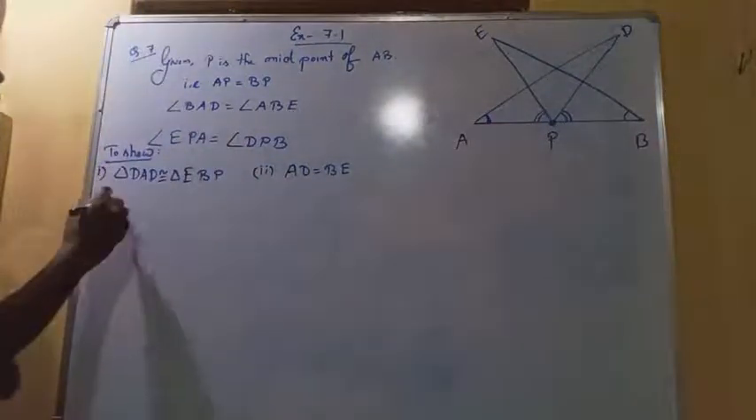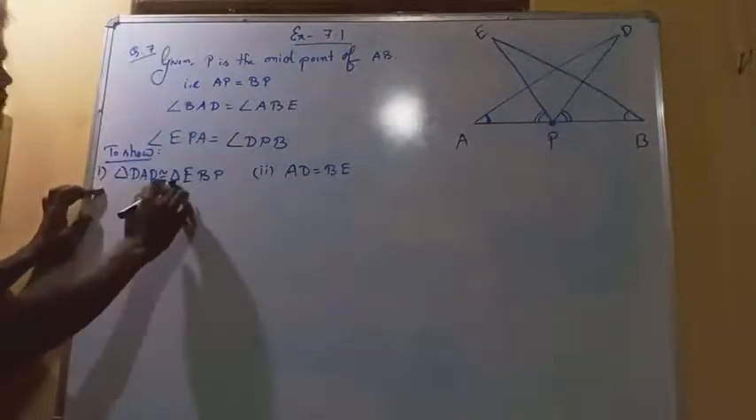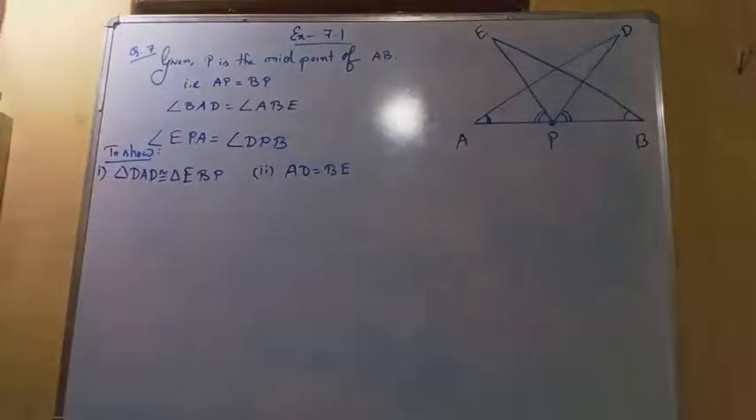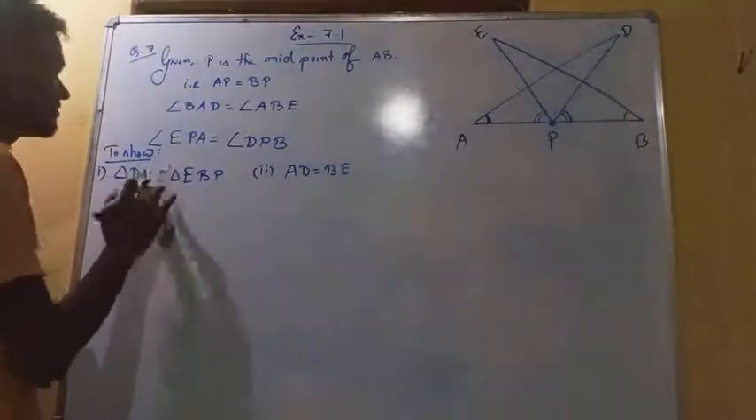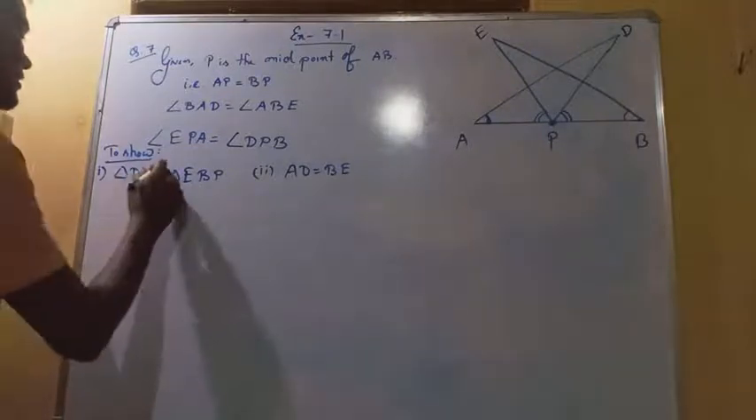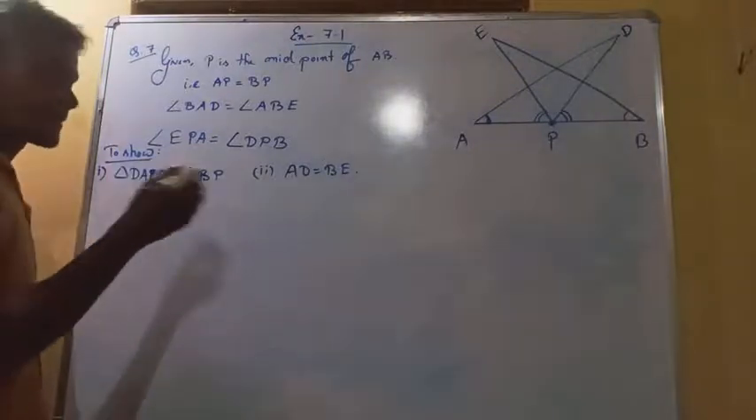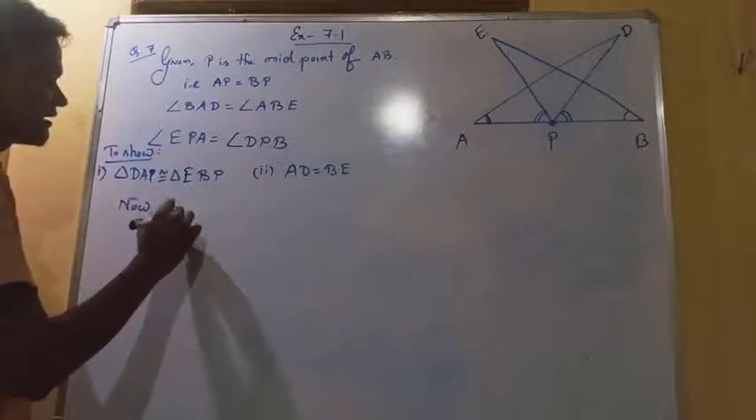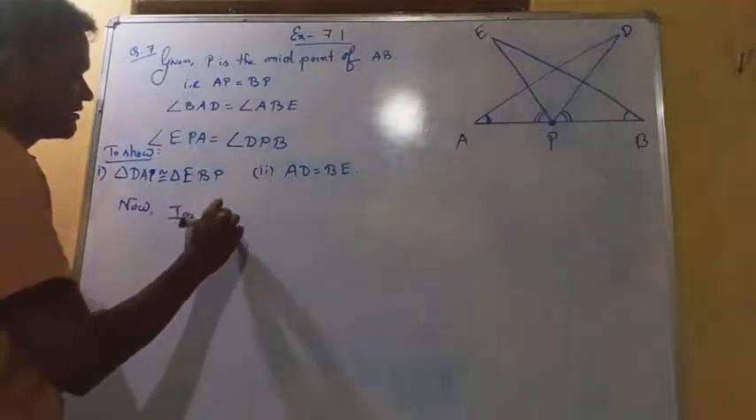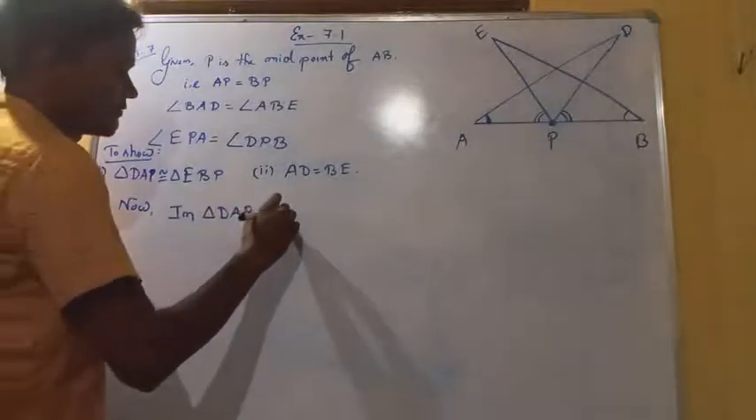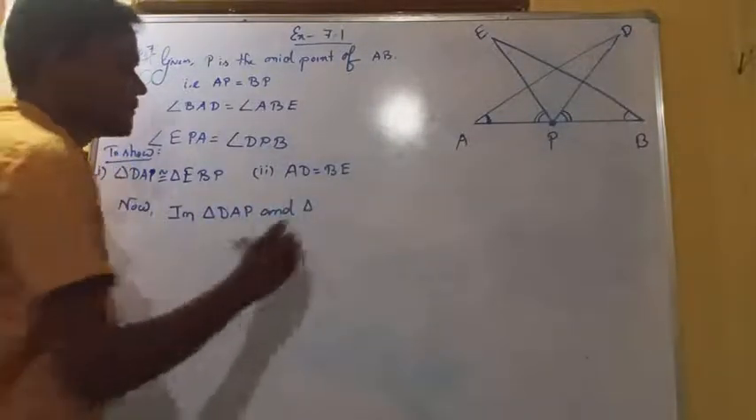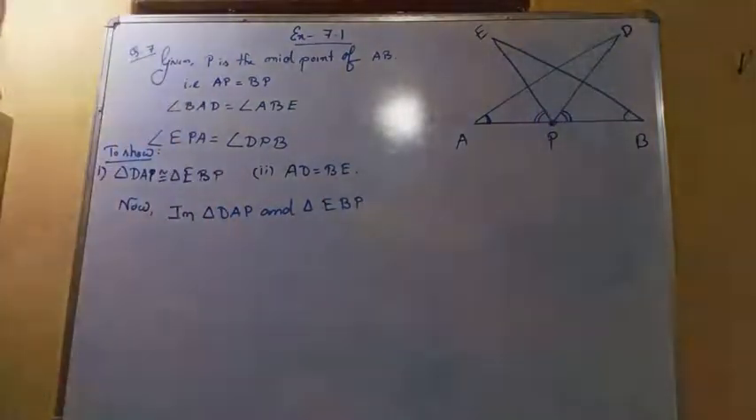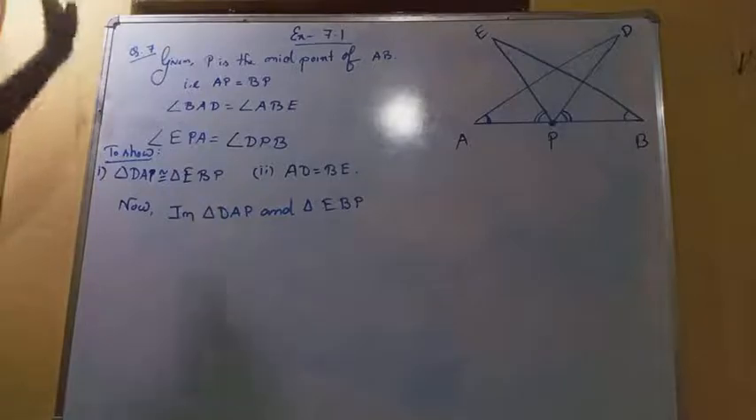Now let's move to the first show. Number 1, the showing procedure. Let's see the showing procedure for triangle DAP congruent with triangle EBP. So let's see the showing procedure. For showing the first one, take the two triangles, triangle DAP and triangle EBP, and just focus on the given information.